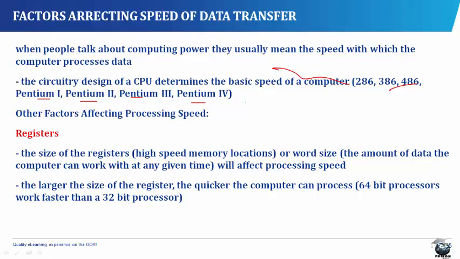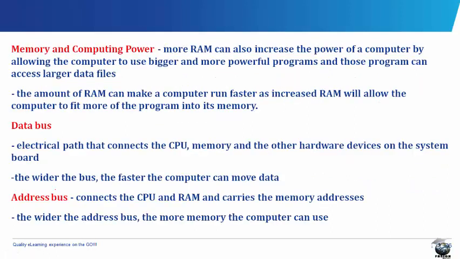Other factors that affect processing speed include the registers. The size of the register, whether it's a high-speed memory location, or its word size, that is the amount of data that the computer can work with at any given time, will affect processing speed. When the size of the register is larger, the computer can quickly access and process more. That is why a system that is a 64-bit processor can work faster than a 32-bit processor.